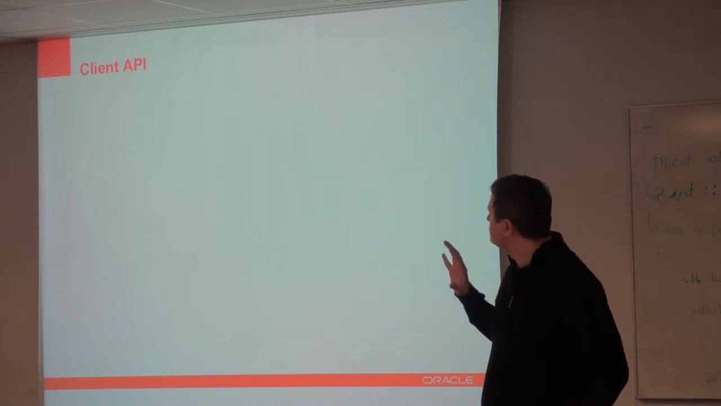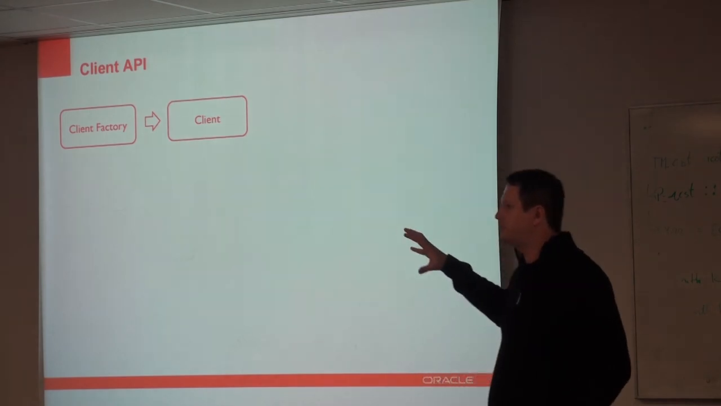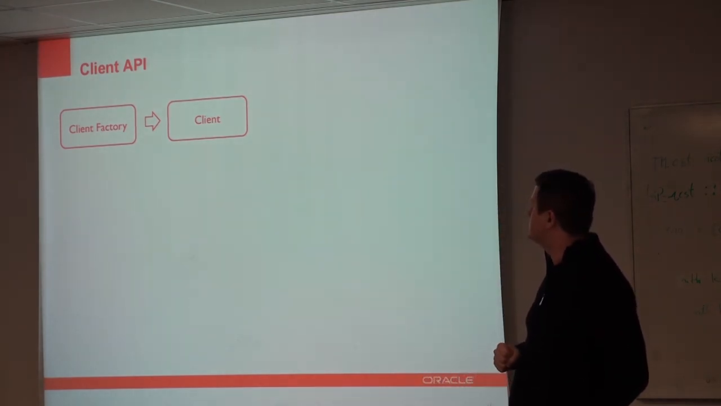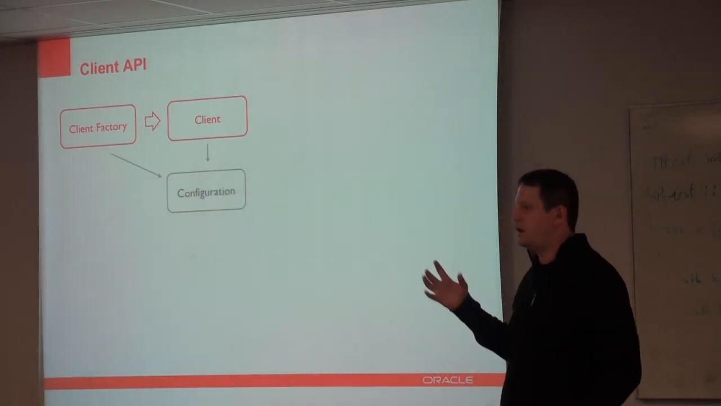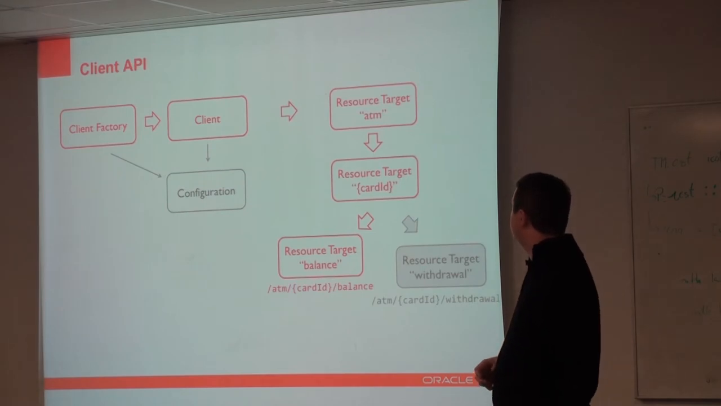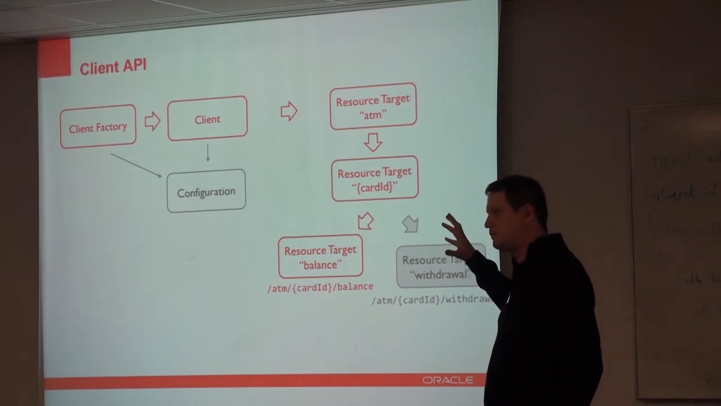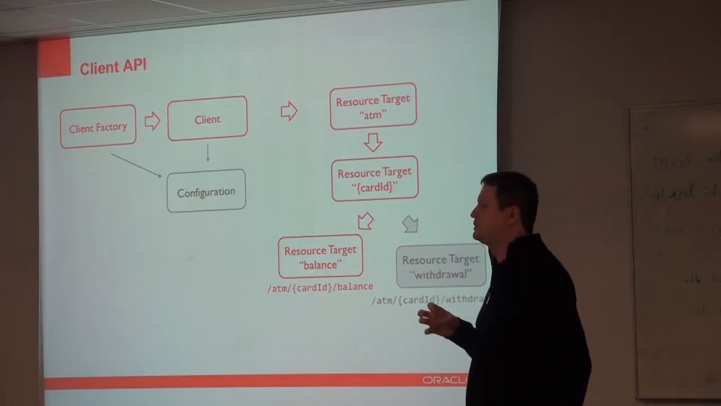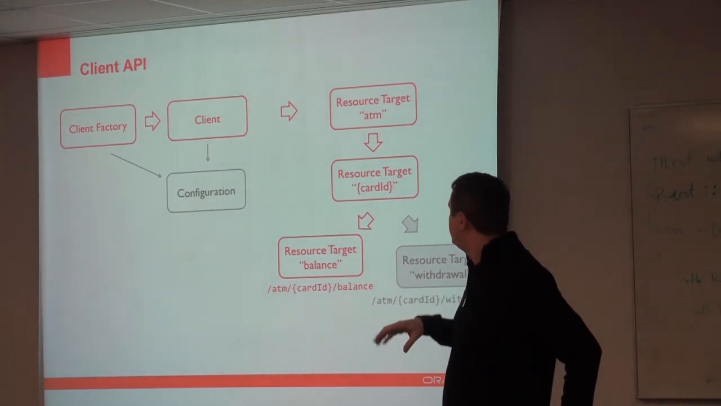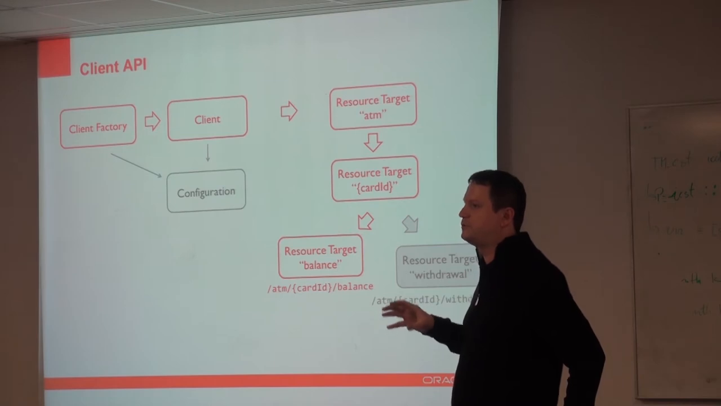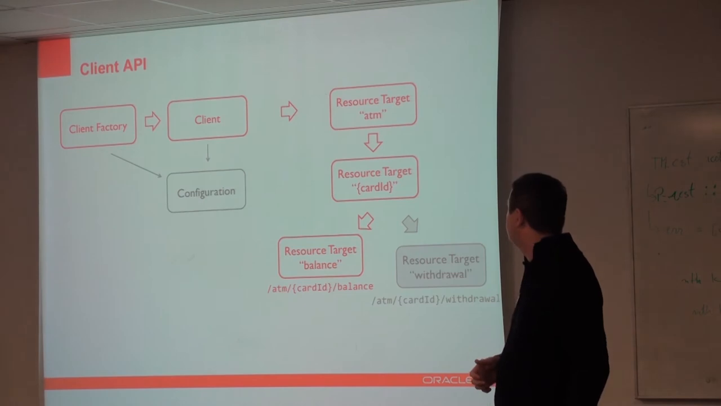So the client API, just very conceptually, obviously, you start with the client factory if you want to work with the JAX-RS 2.0 client API. You create a client. You can configure it via some configuration object. Then you can derive the resources from the client. The client is supposed to be something of a heavyweight object that exists only in like one or two copies in your application. And the resources are more lightweight. They just represent the link to the actual resource, so that's why I call it target.